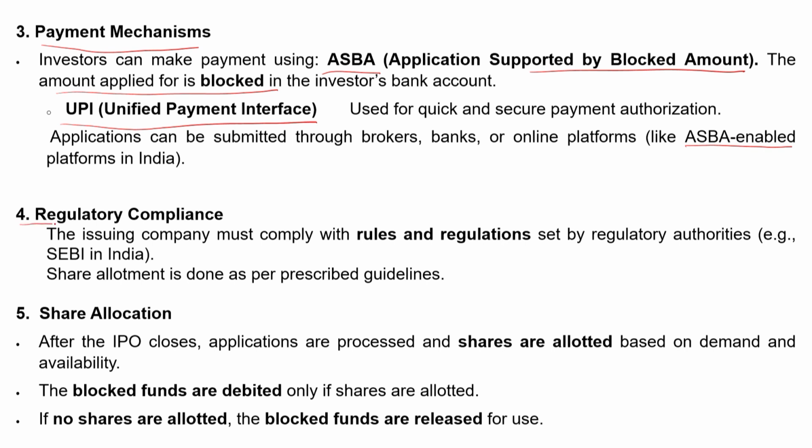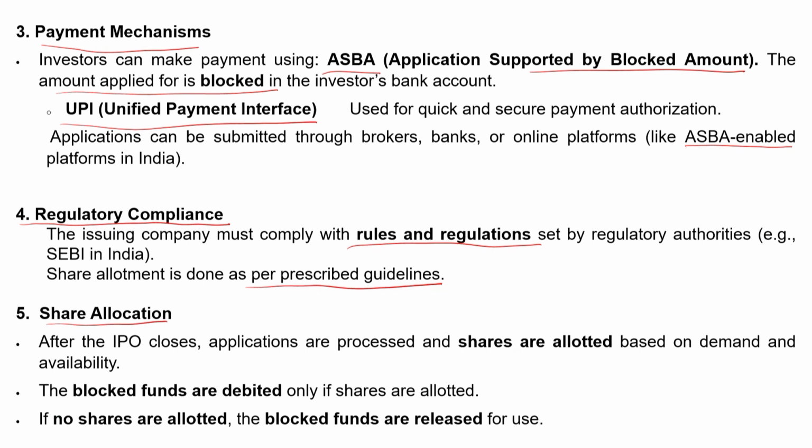Now you also need to take care of the various regulatory compliances to invest in the security market. So the issuing company must comply with all the rules and regulations that are set by SEBI, RBI, the Government of India, and any other act and institution that governs the security market of our country. So share allotment must be done as per the prescribed guidelines of these different acts and regulations. SEBI is the main regulatory body, so you must comply with all the regulations that have been laid down by SEBI. Then share allocation is done.